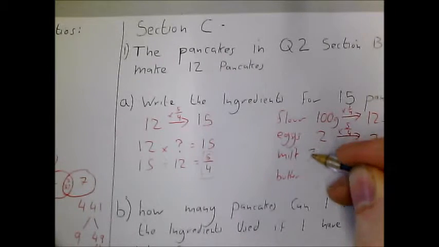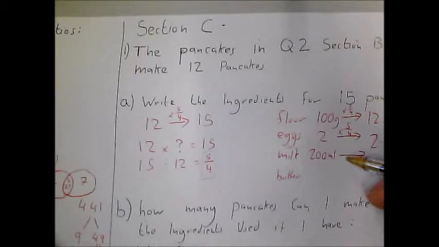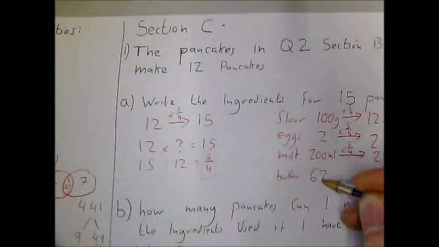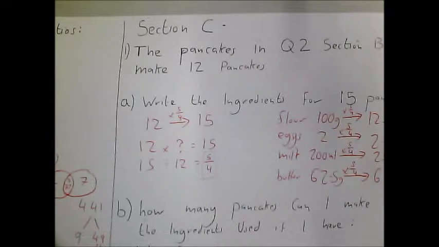The milk is 200 millilitres. So that will give you, multiplied by 5 over 4, that is 250 ml. And then butter, 62.5 grams. You guessed it, multiplied by 5 over 4, and that gives you 62.5 grams.